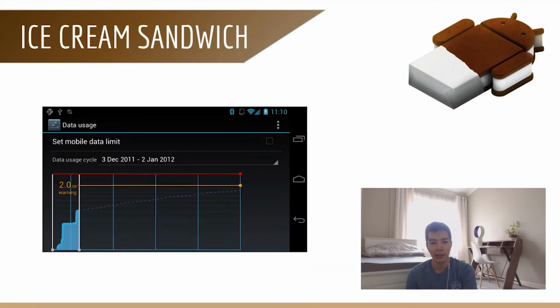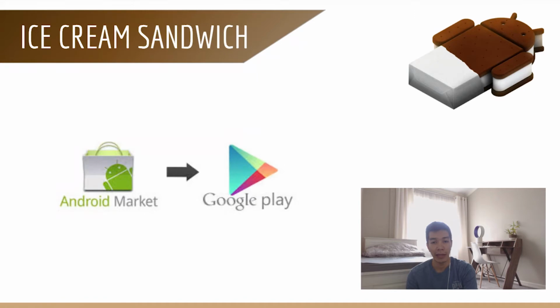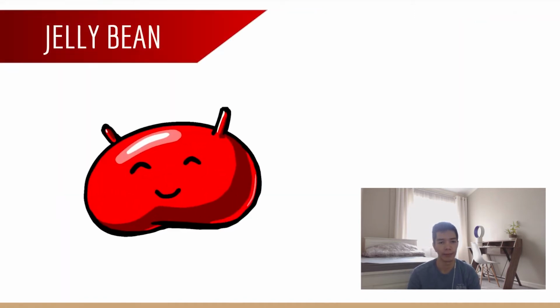An integrated spell checker was added. Data usage monitoring was added to settings. Music was now in the Play Store market. The Android store transitioned into the Google Play Store that we now know of today.